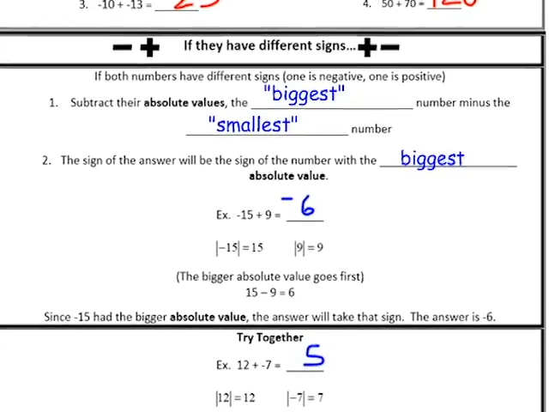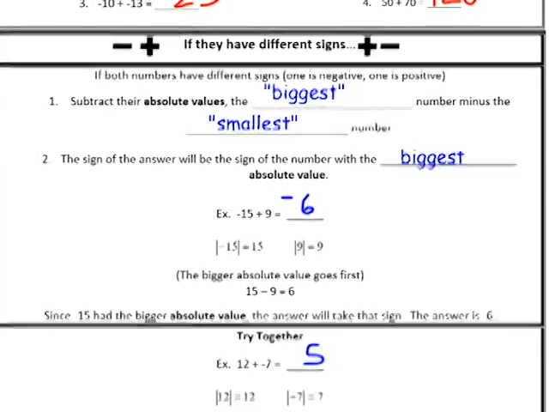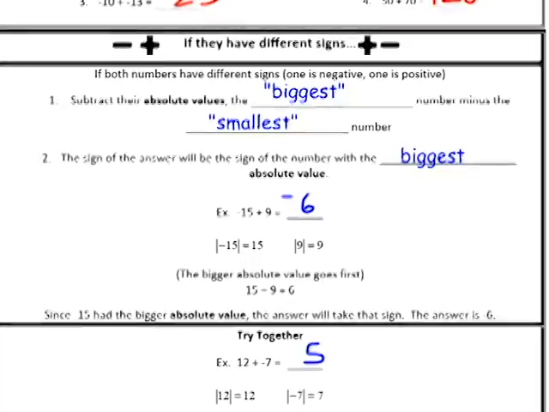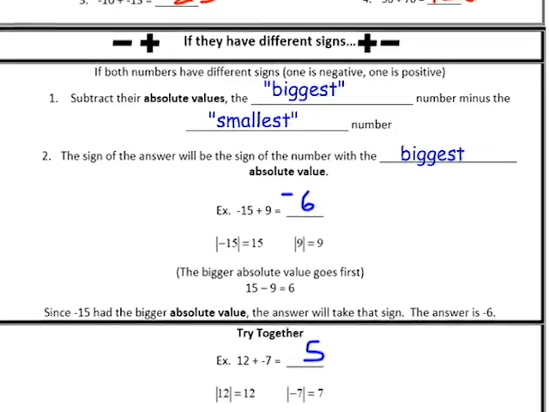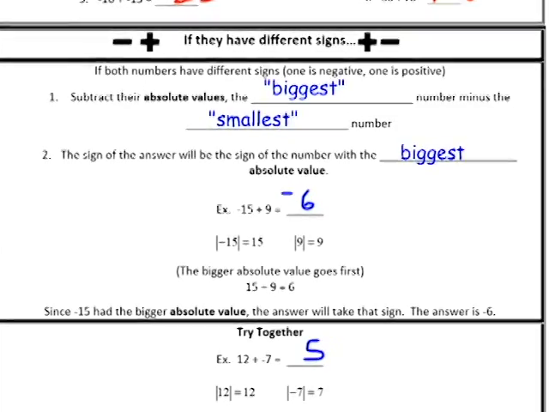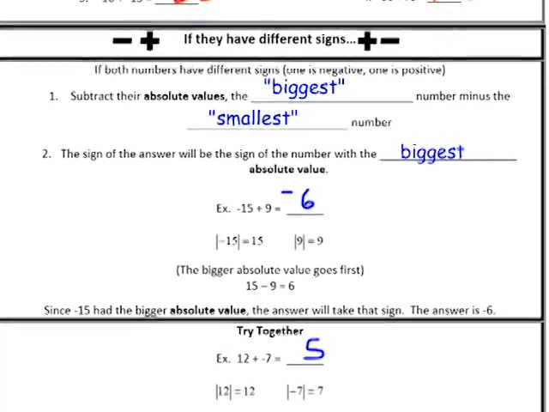Welcome back. Negative 10 plus 12. Take their absolute value, subtract. The bigger absolute value is 12. The smaller absolute value is 10. 12 is further away from 0 than negative 10 is. That's really what we're looking at.